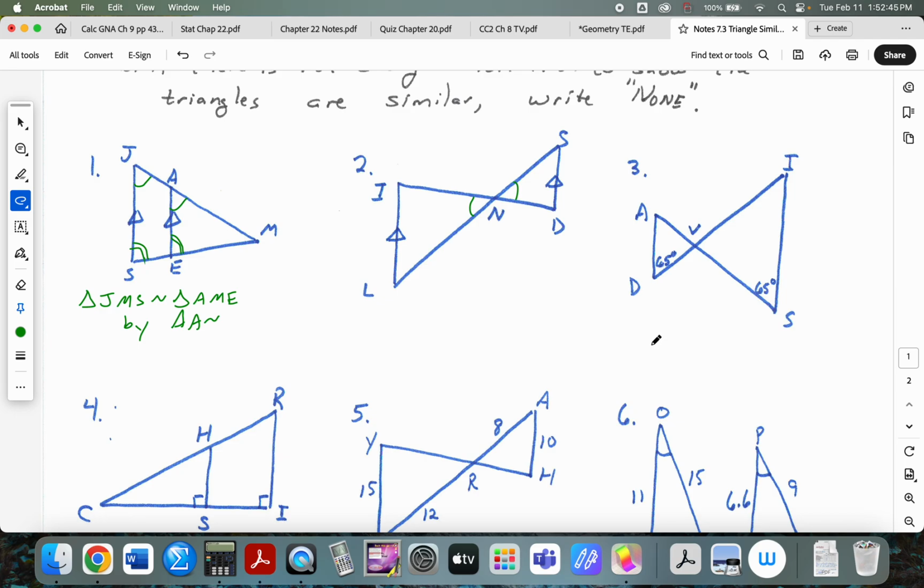What kind of angles are going to be congruent because of the parallel lines, though? Yes, Carter. Alternate interior angles. And you can pick either pair. It doesn't matter which. I'm going to say angle L is congruent to angle S.